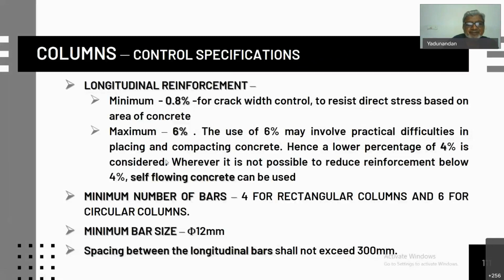So anyway, the minimum of 0.8% of the cross-section area has to be provided to take care of the crack width control and the ductile action of the concrete. And for the maximum, 6% is the value of reinforcement allowed, because it creates a lot of congestion in the concrete, and the beam column junctions will be difficult to concrete. And we try to keep them below 4%, even though 6% reinforcement is allowed in columns, if the column dimensions are quite big, where it is possible to facilitate 6% reinforcement.